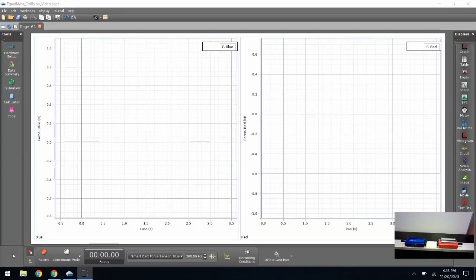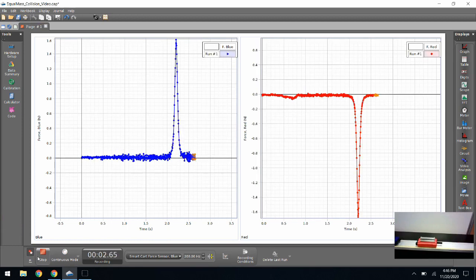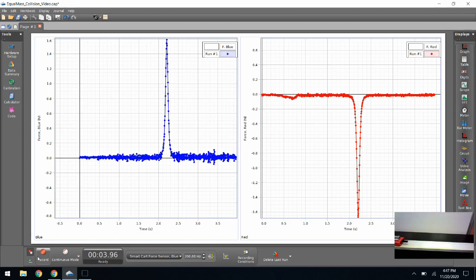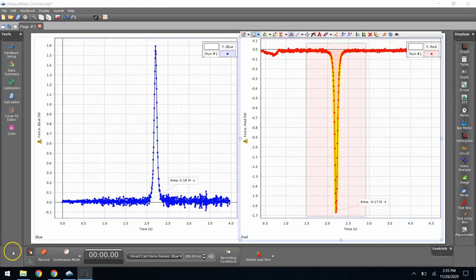Okay, so now we're going to do a trial where one of the carts has a different mass than the other. The red cart now has a mass of 1 kilogram by adding 3 mass bars to it, and the blue cart's mass is still just 250 grams, 0.25 kilograms. So we're going to back the red cart up a little bit, hit record on this, and let's crash it. You notice in that case, there's a lot larger impulse. Now let's see if they're still the same.